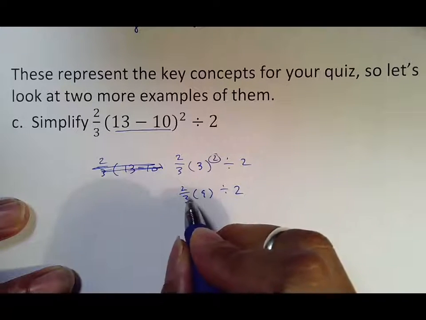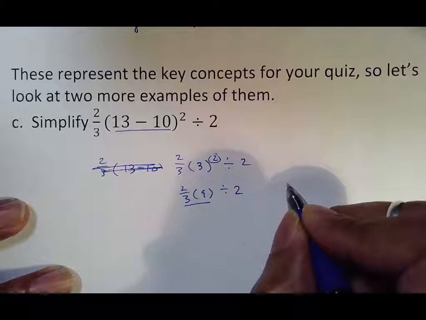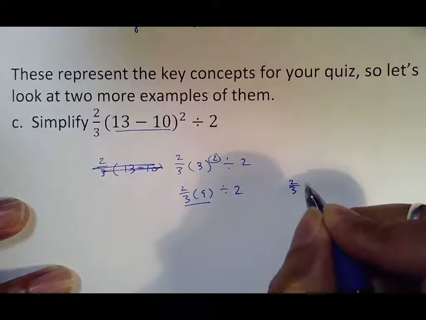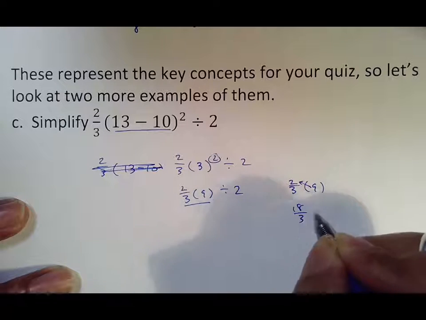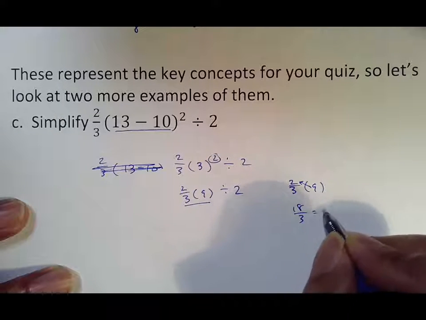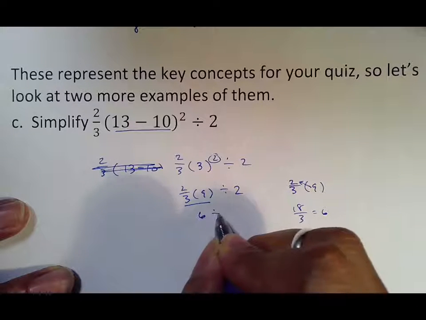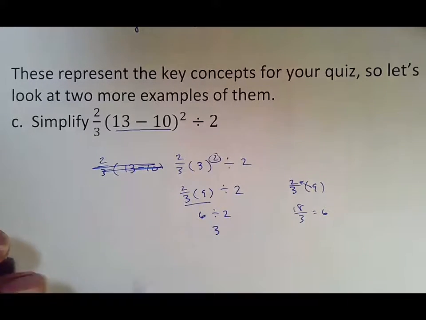Now that we have multiplication and division, we deal with whoever's in front. So again, I will go off to the side and do 2/3 times 9. Send the whole number to the top, which is 18. And 18 divided by 3, I believe, is 6. So that turns into 6 divided by 2, which is 3. So in the end, I don't think the fraction really does much.